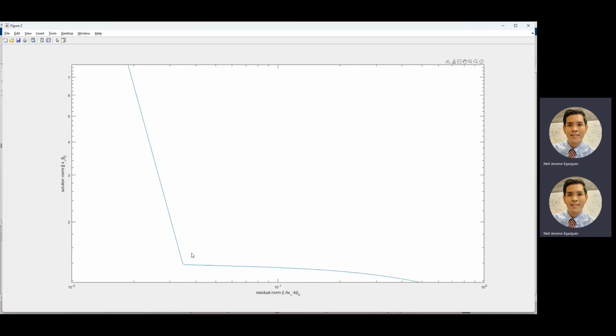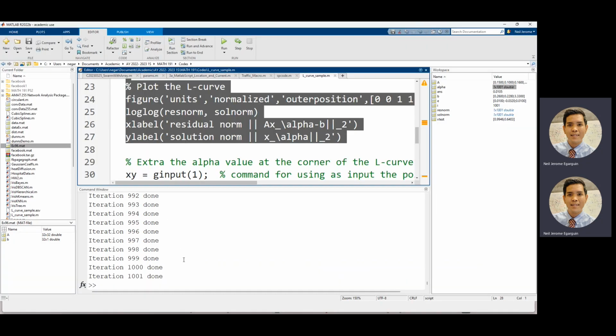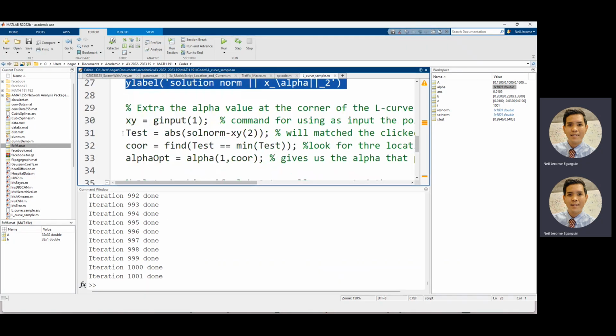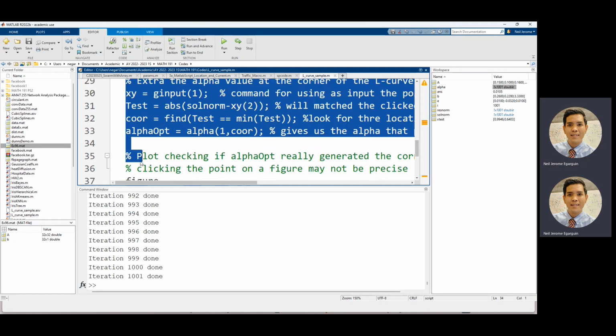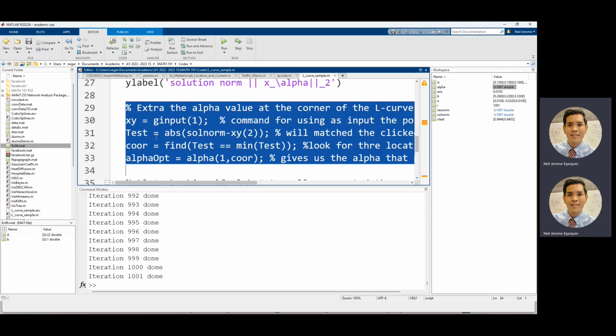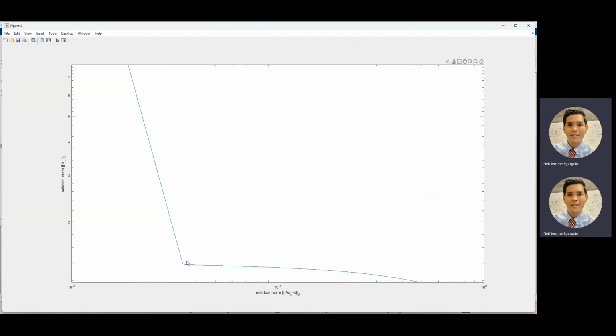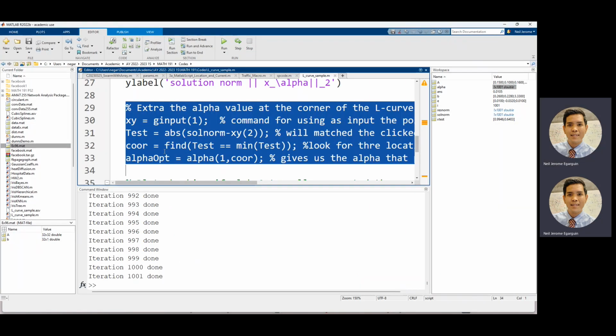And then how do we get that alpha value? That's the job done by lines 29 to 33. I'll just illustrate what these lines will do later. So this will allow us to click on the corner and that will give us the alpha that gave us that particular corner, because really the problem is harvesting that alpha, right? I don't want to go into the extra details, but trust me, just run lines 29 to 33.